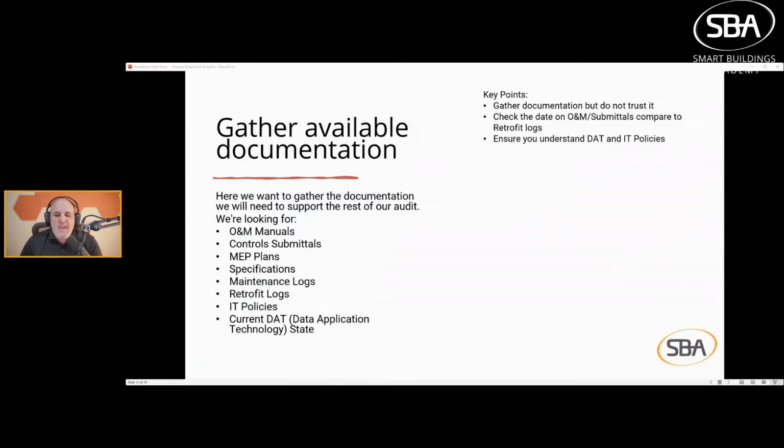Within the O&M manuals, typically there's going to be a control submittal, there's going to be MEP, so mechanical, electrical, plumbing plans, and there's going to be specifications, you hope. And there may be catalog sheets for the individual pieces of equipment and sensors and whatever. You want to gather this if possible, but you don't want to trust it. Don't trust documentation you gather.